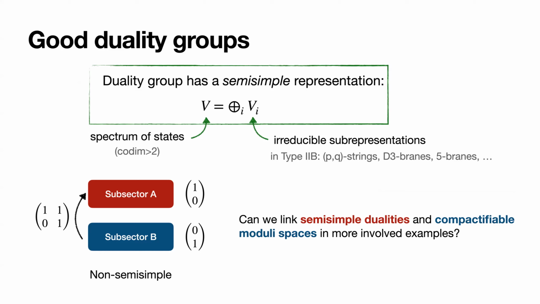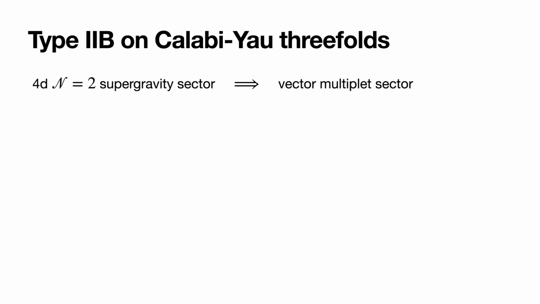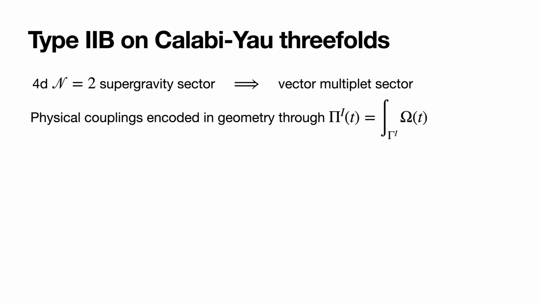Yeah, so as I foreshadowed, can we link the semi-simple dualities to the volume growth properties of the moduli space in more involved examples? So take type 2B string theory, compactify it on a Calabi-Yau threefold, which gives rise to an N=2 supergravity theory. And if you look there at the vector multiplet sector, this is the very general statement that I was alluding to before.